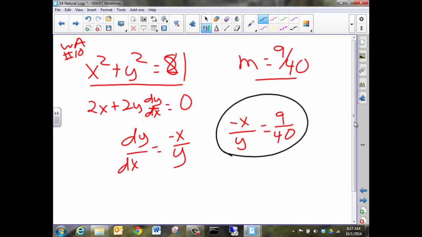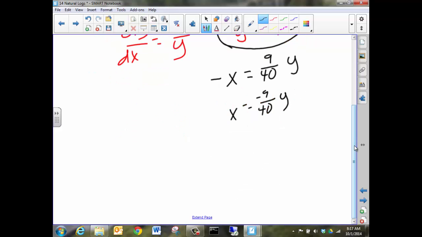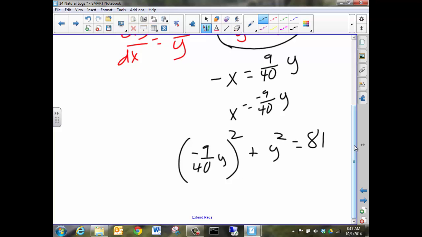Here's what I suggested. Let's solve this for x. X is the easiest one. So, negative x is 9/40 times y. That's just multiplying both sides of this equation by y. So, that means x is negative 9/40 y. Agreed? So now we need to plug this in to our equation up there. Negative 9/40 y squared plus y squared equals 81. We okay with that? Now what can we do?